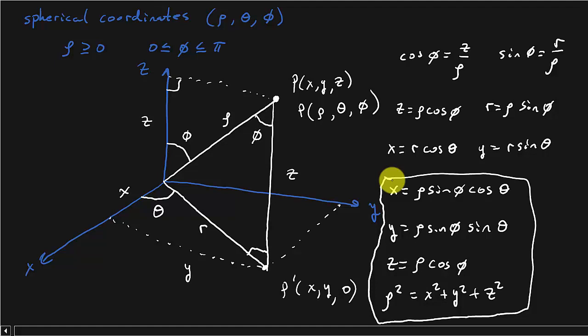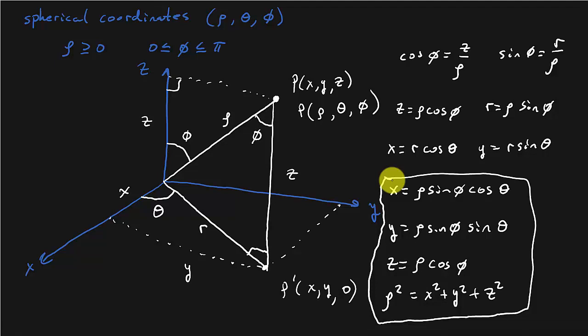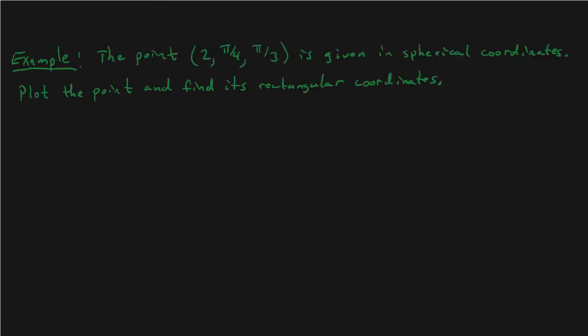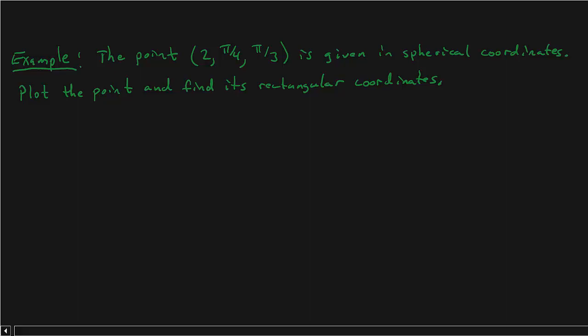This is gonna show you how to convert from rectangular to spherical. All right, so that's just a little quick thing on how we get to that. All right, so let's look at our first example. It says we have the point (2, pi over 4, pi over 3) is given in spherical coordinates. Plot the point and find the rectangular coordinates. All right, so let's plot the point first.